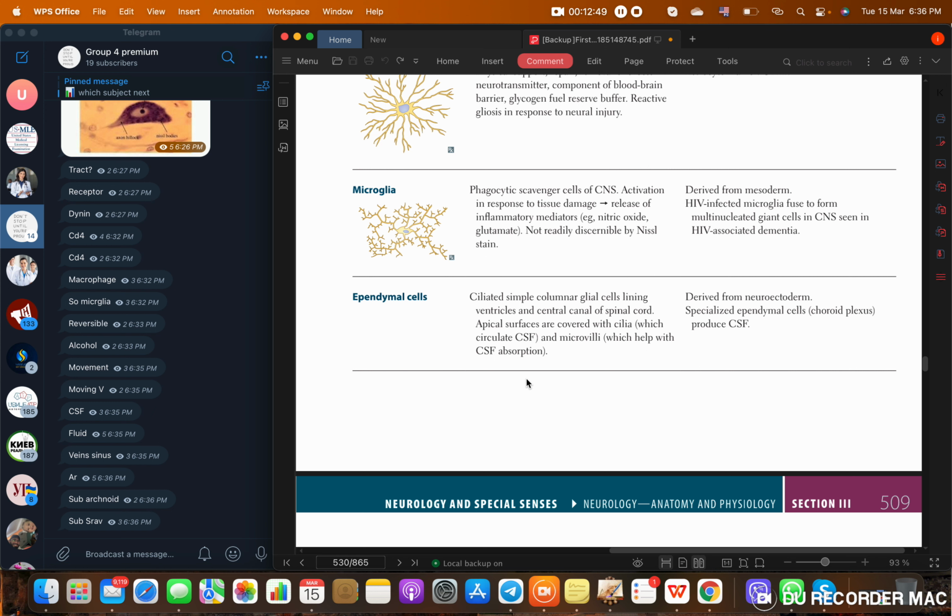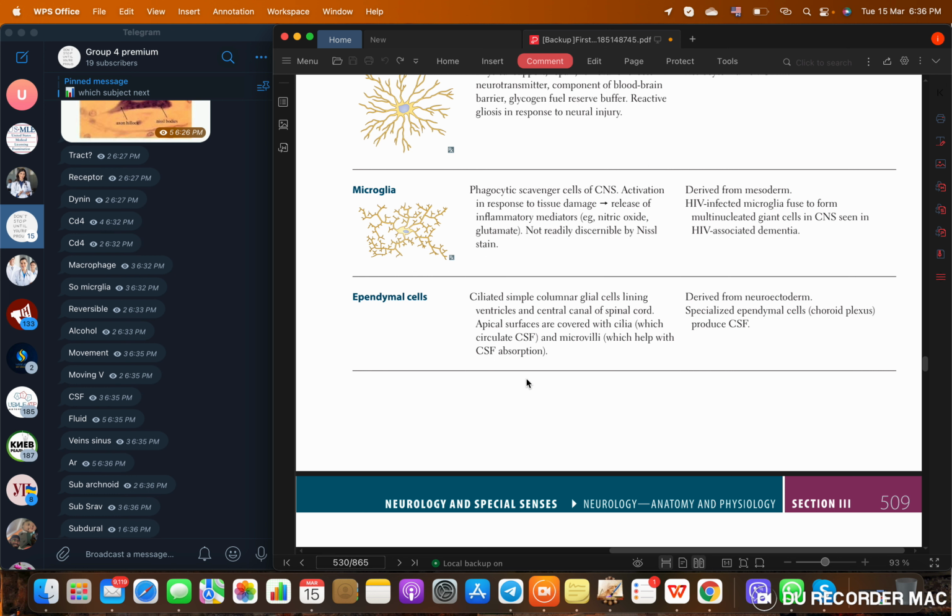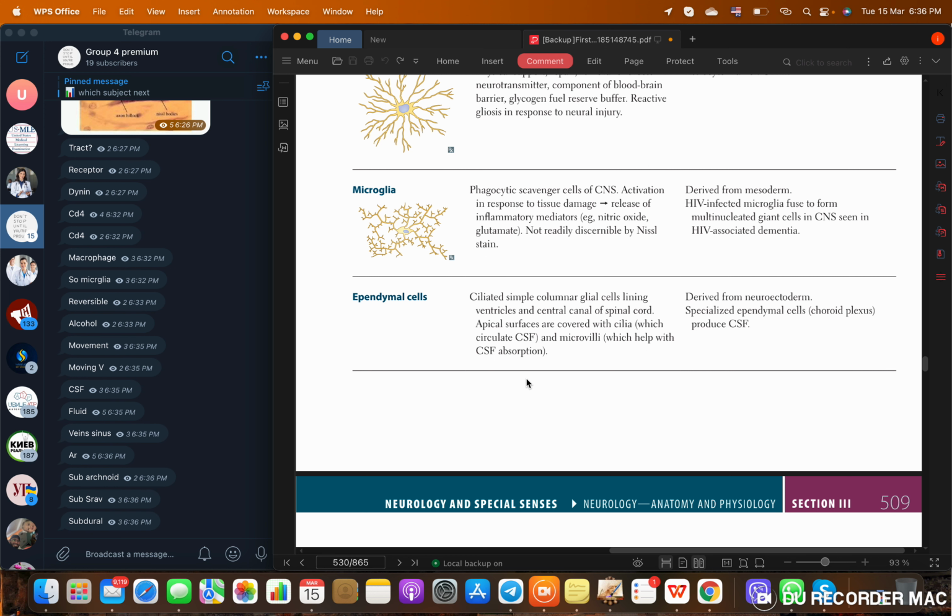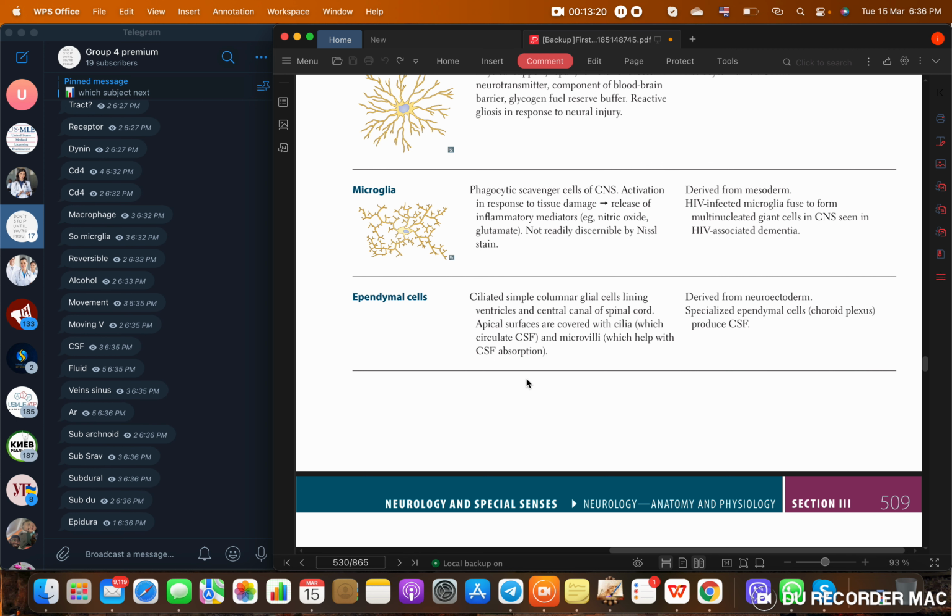The CSF that is circulating, after it goes out from the ventricle, I know that it goes near the dura, but eventually, where is it going to accumulate around the brain? Is it going to accumulate in the subdural space, subarachnoid space, or the epidural space? It's a tricky question. It's actually, guys, the subarachnoid space.